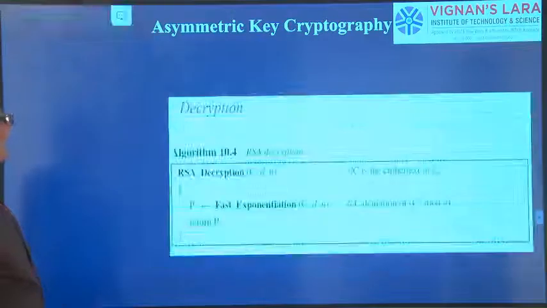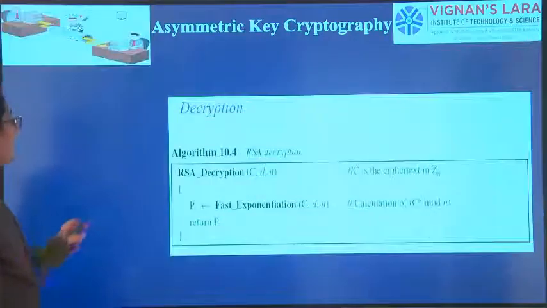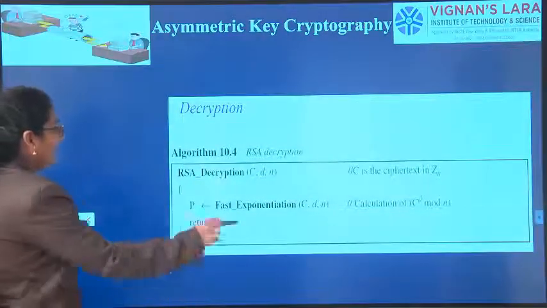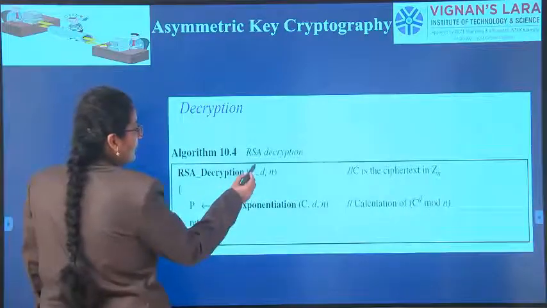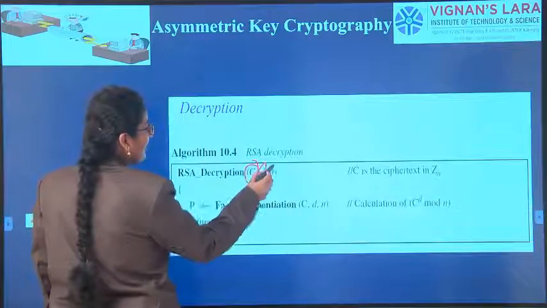So what will happen at decryption side? Decryption side also same. You are doing decryption. So you want ciphertext, D and N.